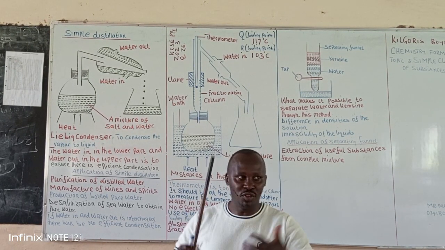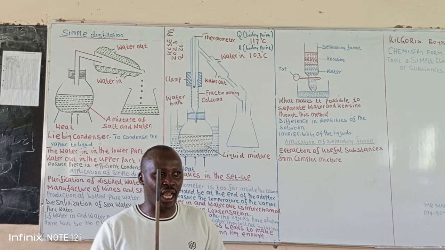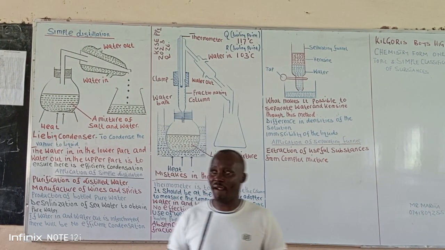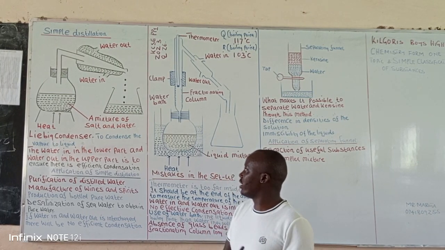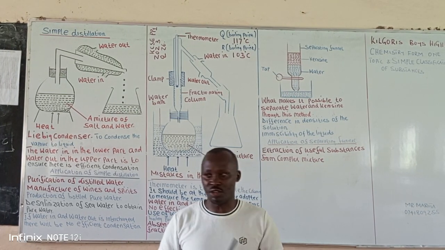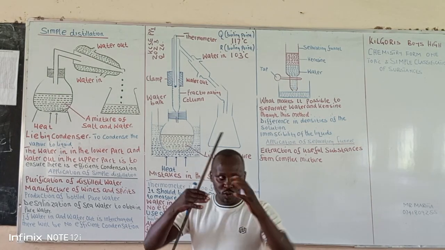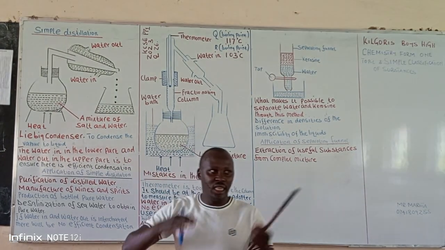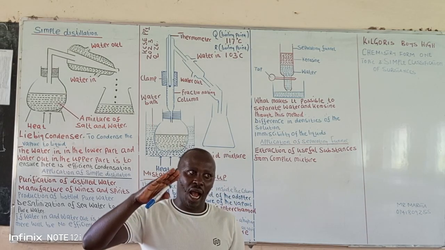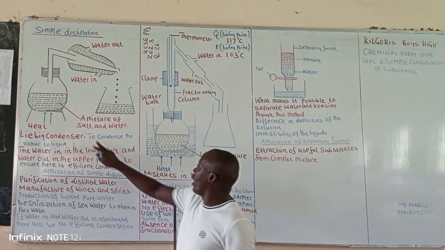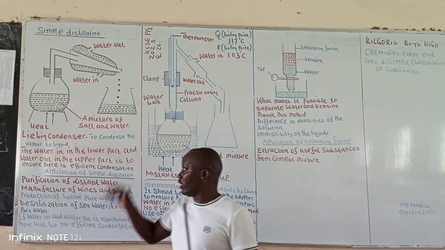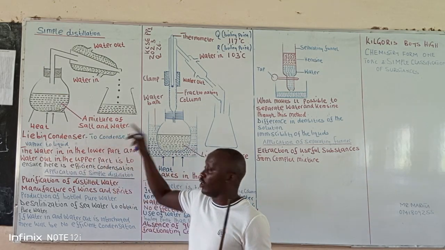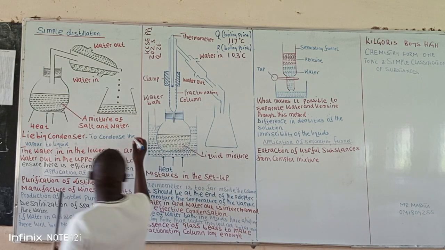A mixture of salt and water normally makes a solution. We need to know what is a solute, what is a solvent, and what is a saturated solution. So in this case, salt and water make a solution. Salt is a solute and water is a solvent. So you need to understand that.